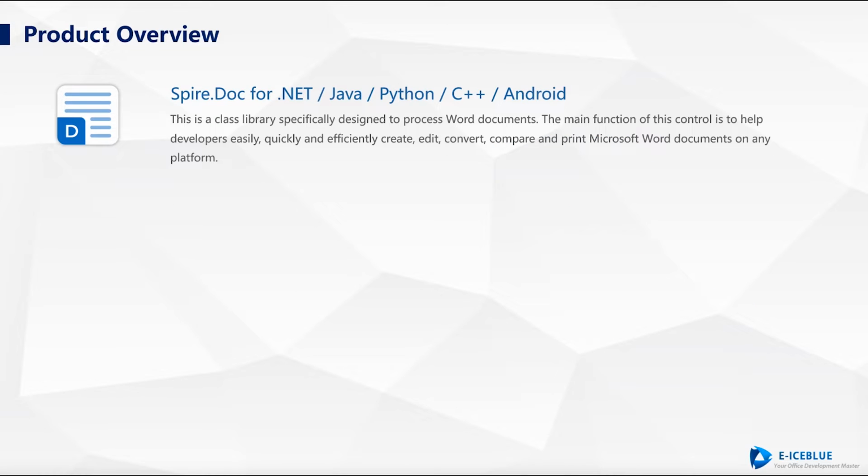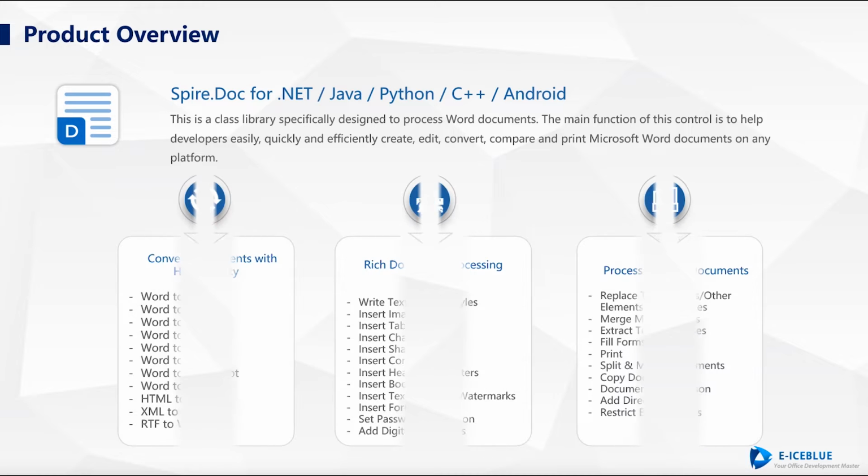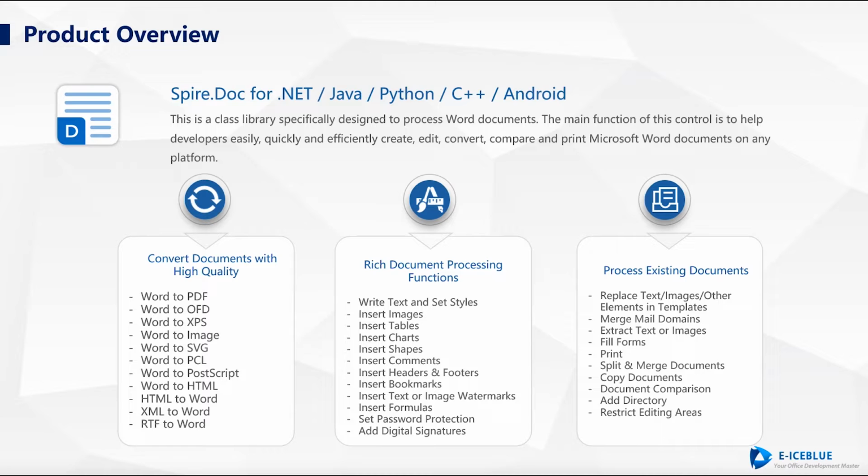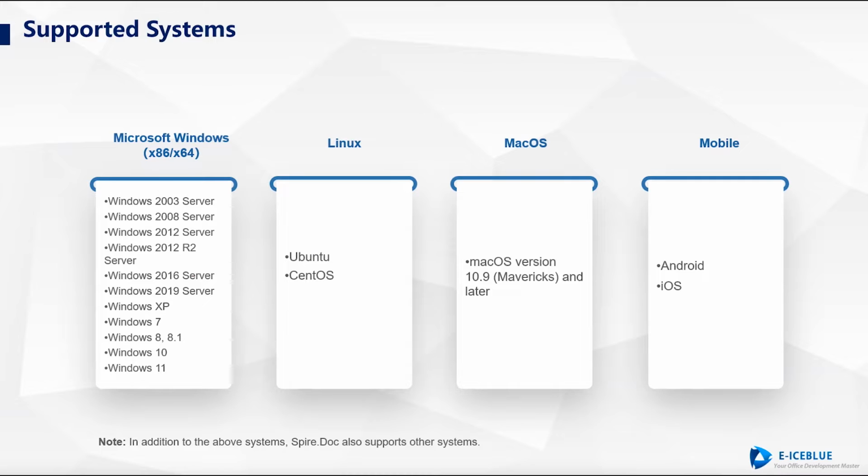Firstly, what is Spire.Doc? It is a professional Word library that doesn't rely on Microsoft Office. With it, users are able to efficiently create, edit, convert, compare, and print Word documents on any platform. Currently, the product supports operating systems such as Windows, Linux, Mac OS, Android and iOS.